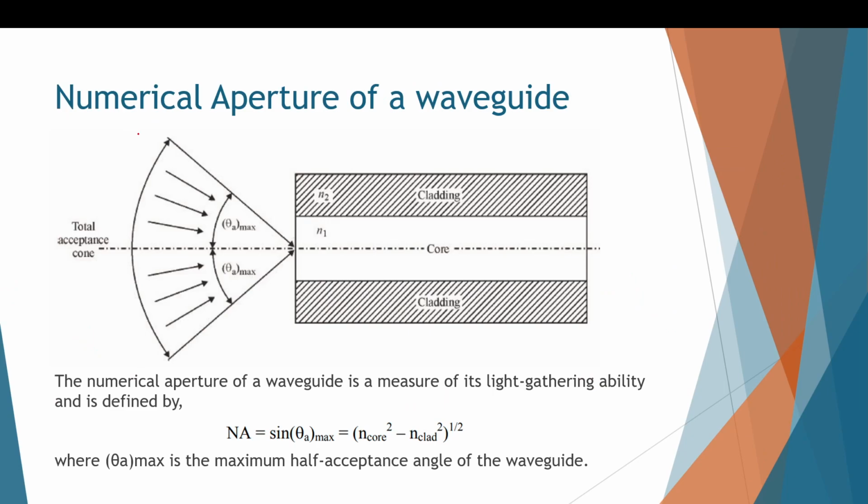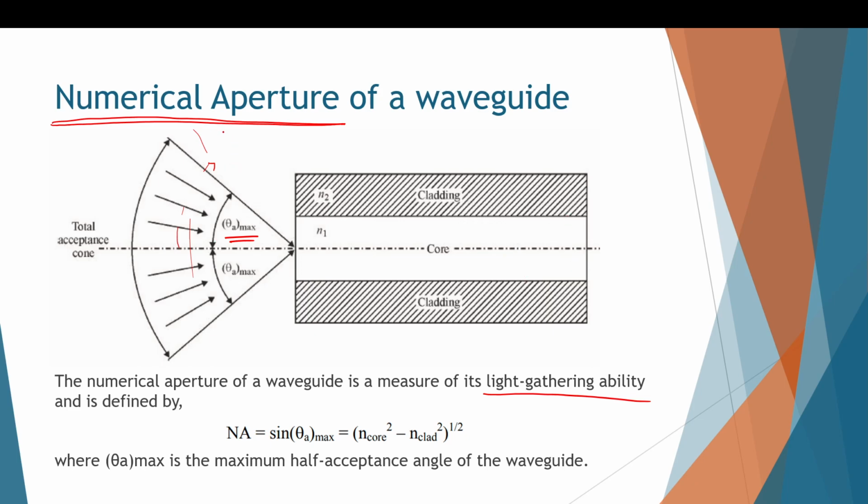Okay. So another parameter when it comes to optical waveguides is the numerical aperture of the waveguide. So what is numerical aperture? You can say it is the light gathering ability of the waveguide. So it depends on this theta a max, the total half angle at which the light can be incident on the waveguide and still be totally internally reflected in the waveguide.